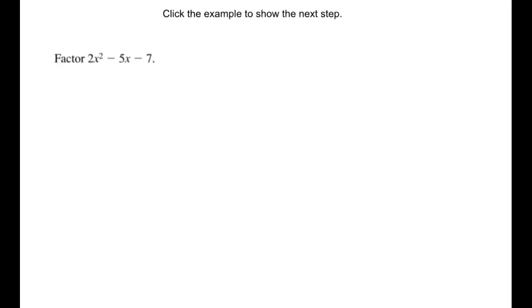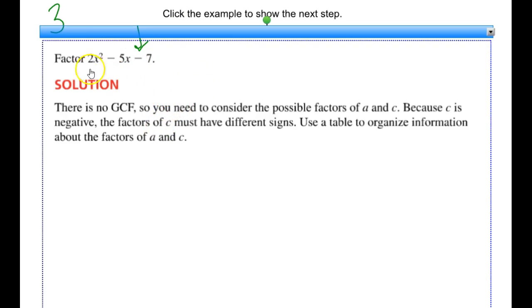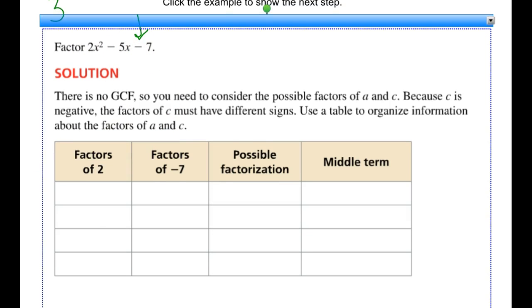So here we're looking at example number 3. The only thing you'll notice that's different in this example is that I have a negative sign here, right? And like we talked about in the last section, that doesn't change much. We still have to follow the same steps. And first, my step, right, is do I have a common factor that I can get out of these? Which I don't, so I know I have to use my table to organize things.